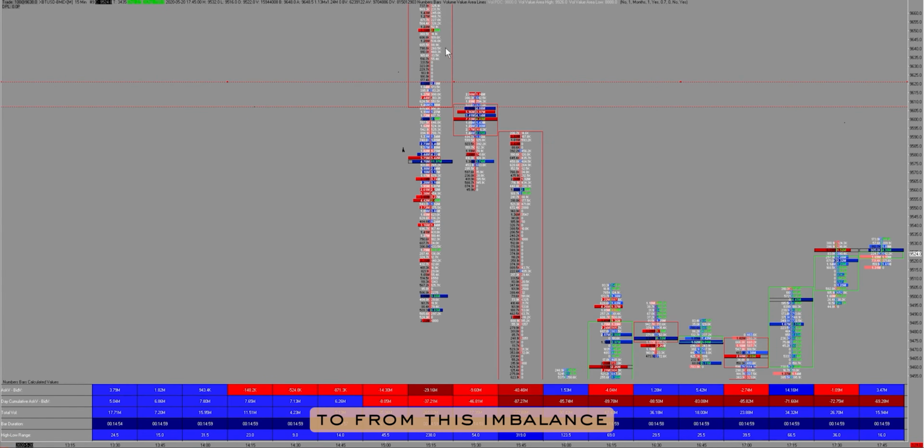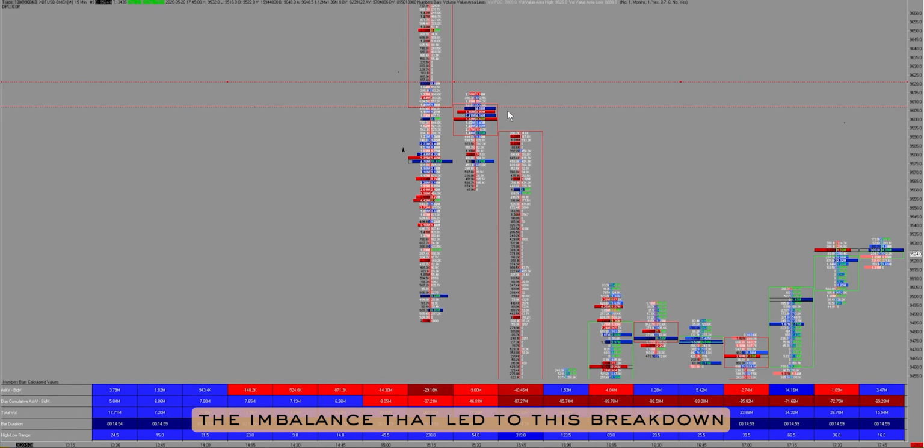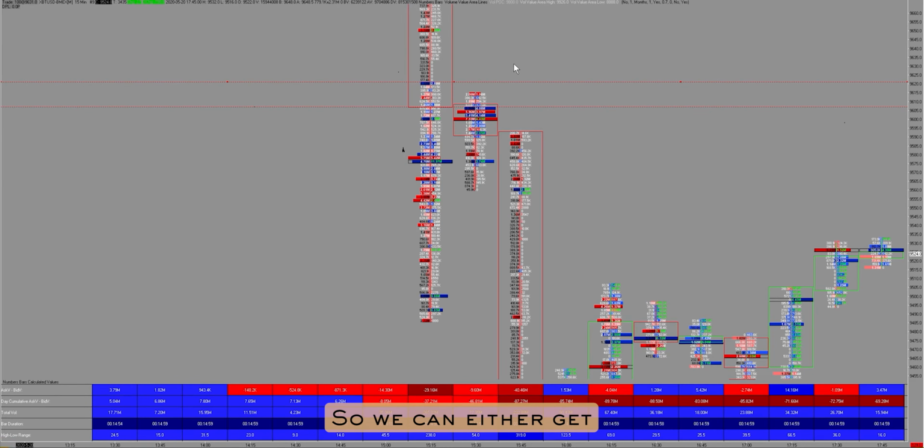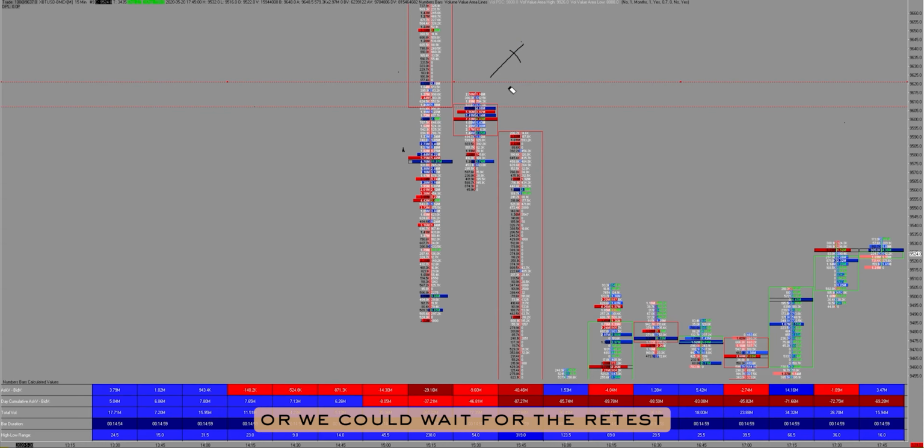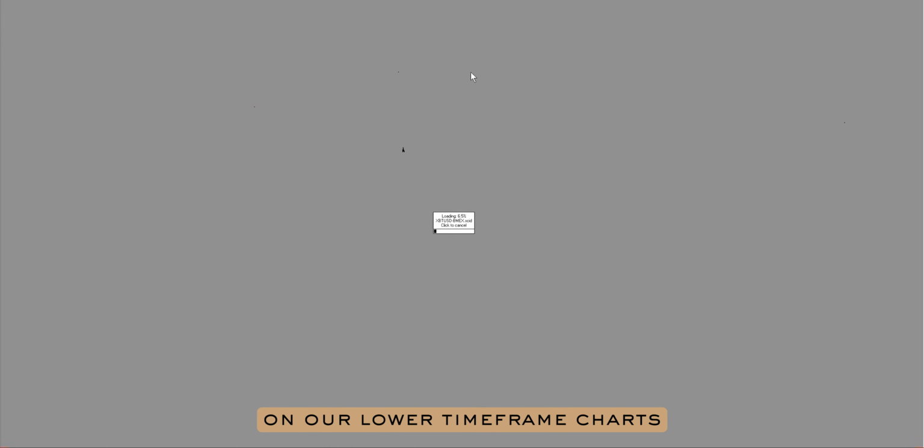From this imbalance to our single prints, which is an anomaly, and in this case, the imbalance that led to this breakdown. So we can either get aggressively involved with a stop above here, or we could wait for the retest. And waiting for the retest means that you're going to need to see signs of weakness at this level. So let's highlight this level first with a box just to make sure that we know what took place on the 5-minute chart, on our lower time frame charts.